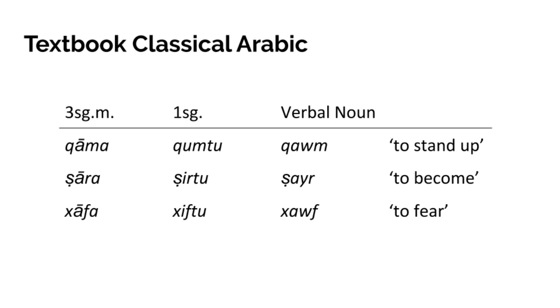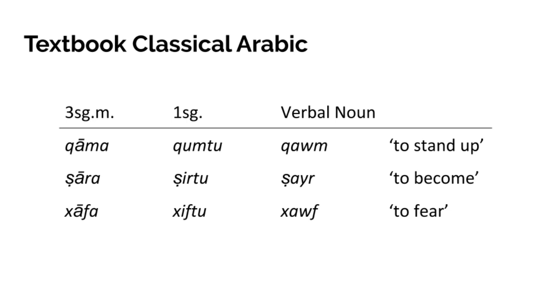Basically, for hollow verbs, there's three types of classes. You have the qama type verbs, which have qama, qumtu, qawm, so with a w showing up in the verbal noun, but with a long a in the third singular masculine and all the long forms, and a short u in the first singular and other forms with a consonant initial suffix. Then you get the sara, sirtu, and those have in the verbal noun sayr. And then you have khafa, khiftu, which basically works as sara, sirtu, except that in the verbal noun, a w shows up, khawf. So this is the standard system.